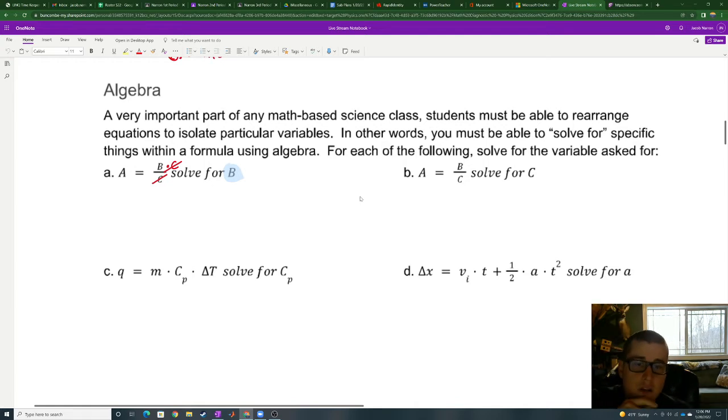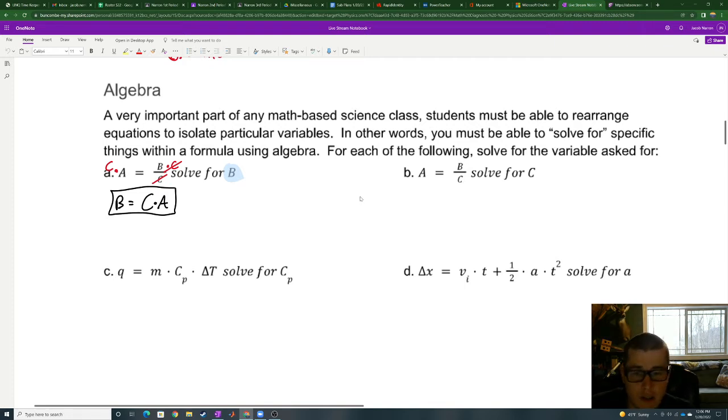But I know, hopefully you guys know this, whatever you do to one side, you have to do to the other side. And so I'm not just going to multiply C over there, I'm also going to multiply it by the other side as well. So what we end up getting is B equals C times A, and that's it. That's all we're looking for. We got B by itself. That's it. Let's look at B.